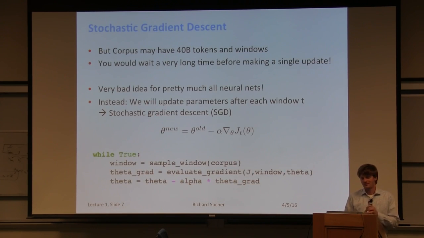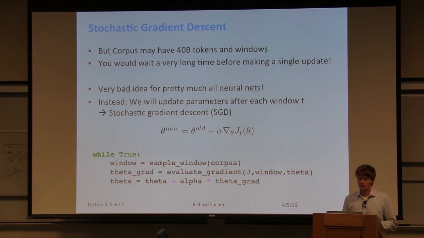Now, again, our corpus may have 40 billion tokens, and hence over 40 billion windows. If we had to evaluate all of them to make a single update, we would wait a very long time before the model does anything. And we wouldn't know how well it does until we actually make the update. It turns out that this is, in almost all cases, a very bad idea for neural networks. In none of our assignments and in none of our implementations will we ever use full batch gradient descent, where we go over the entire training set and then make one update step.